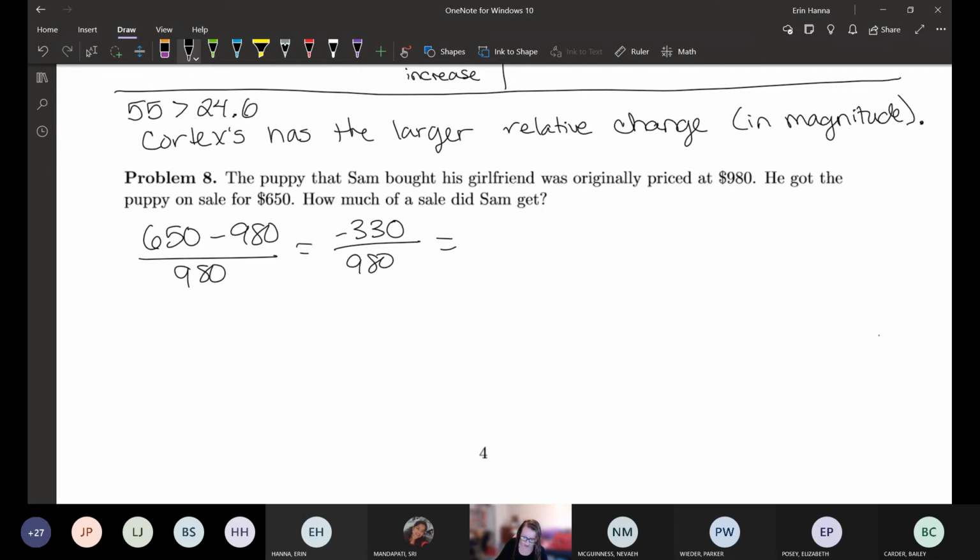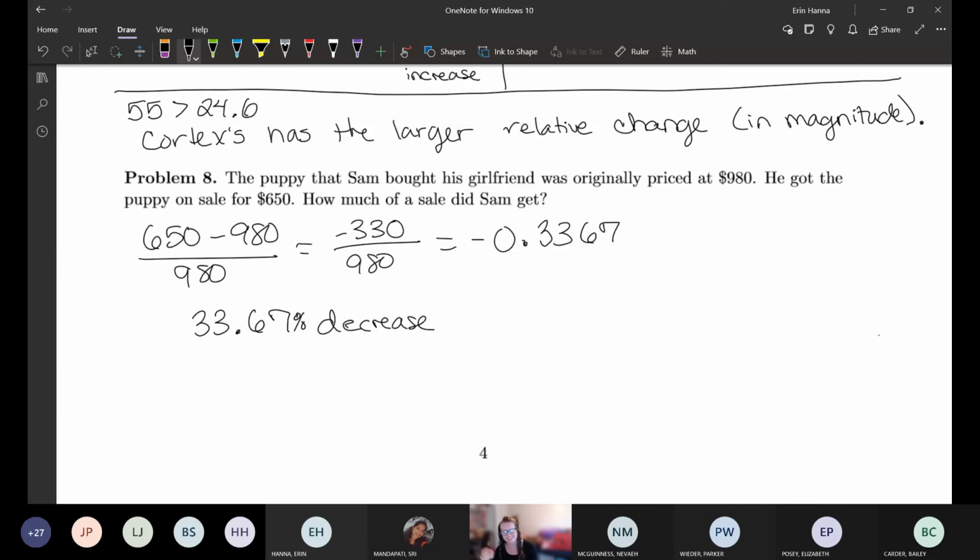So negative 330 divided by 980 will give us negative 0.3367. I'll take 4 decimal places because we're going to change it to a percent. So it was essentially a 33.67% decrease. So the sale was a very silly sale. It was 33.67% off. Imagine all the signs that I'm sure were plastered all over the store. Sale, 33.67% off puppies. Anyway.